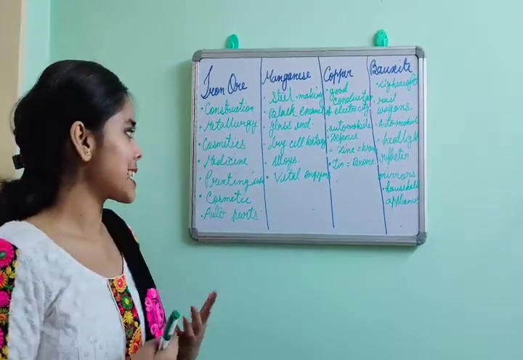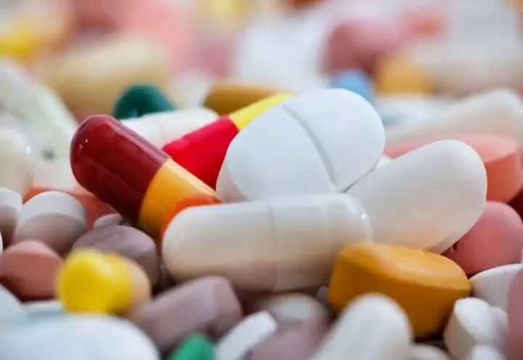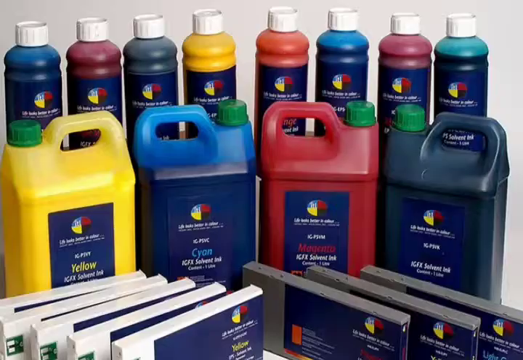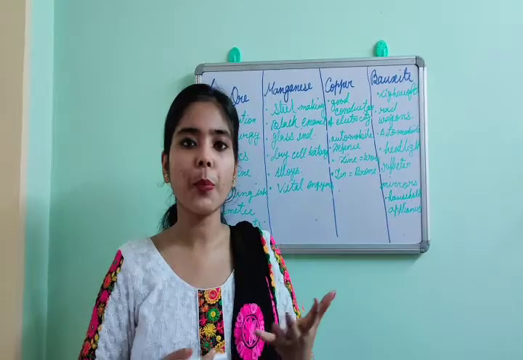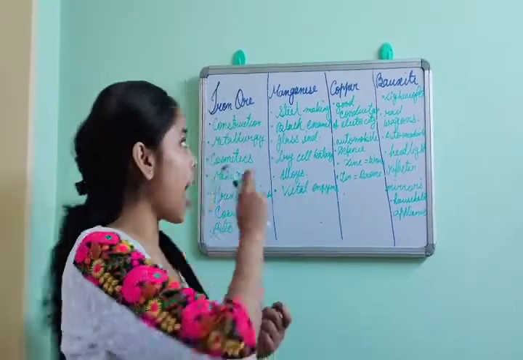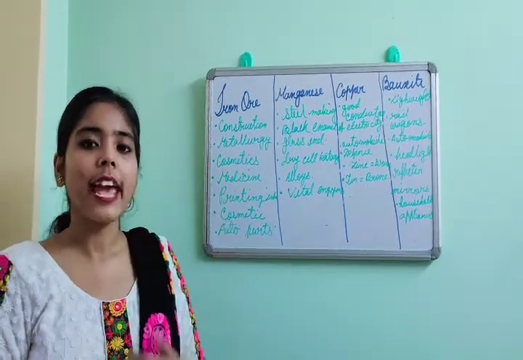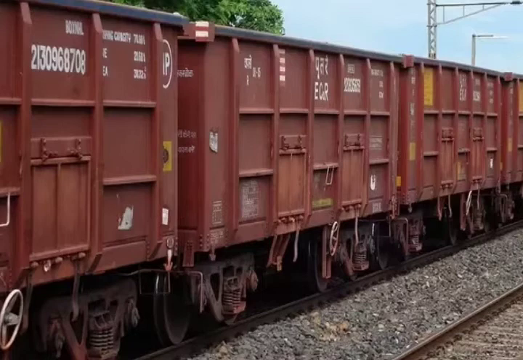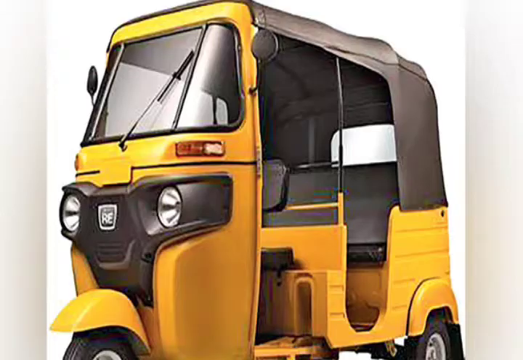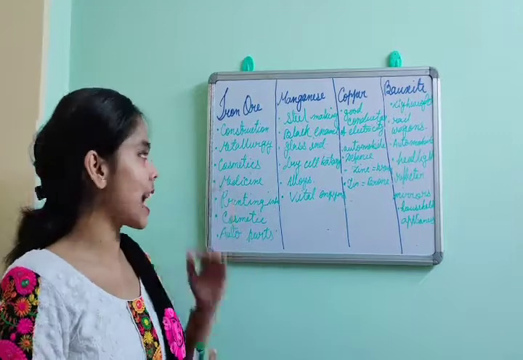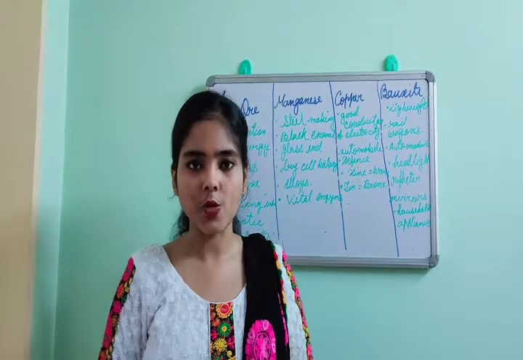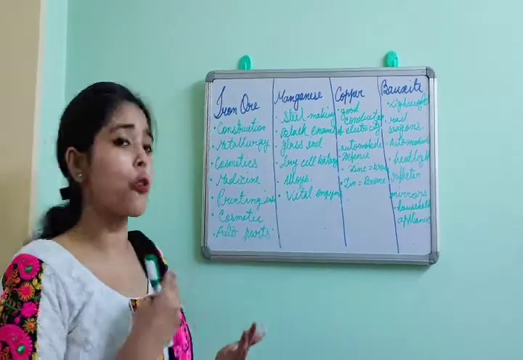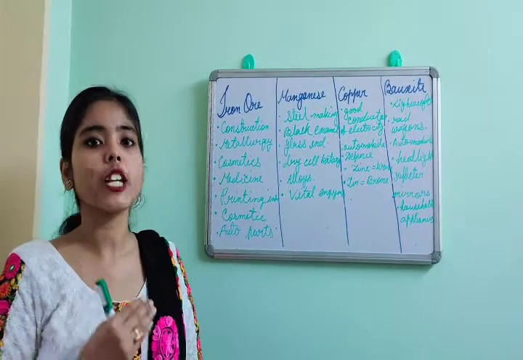Next is the medicine industry. For testing some things, this iron ore plays an important role. Then printing ink and then auto parts. In printing ink, meaning when you want to print something, in that particular ink this iron ore is present. And in the automobile industry, obviously the cars, the rail wagons, the totos are also made up of this kind of mineral. So this comes under the automobile industry, and there the iron ore plays an important role. It's the basic raw material.